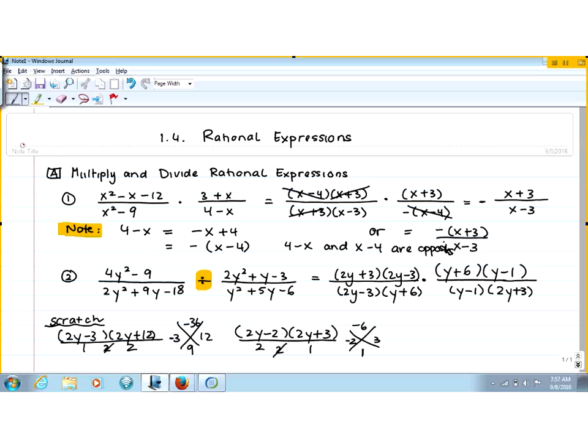Okay, now, what do we do next? We cross-cancel common terms. So which ones are common terms? y plus 6, y minus 1, what else? 2y plus 3, oh, all of them? So what's your answer? Yeah. Wow, after all this work, we have a 1.